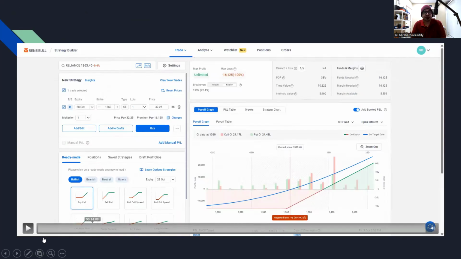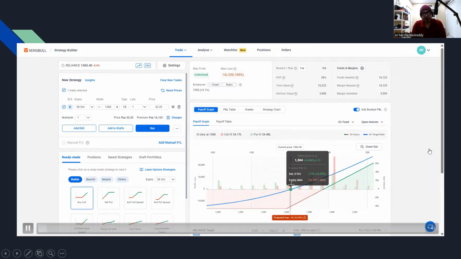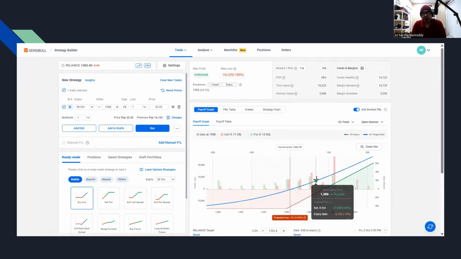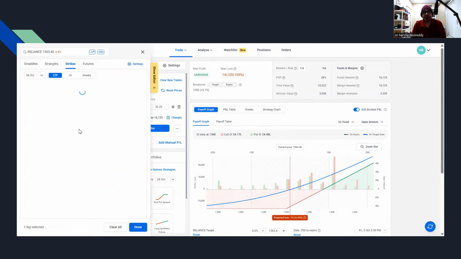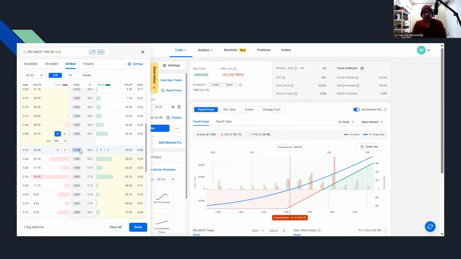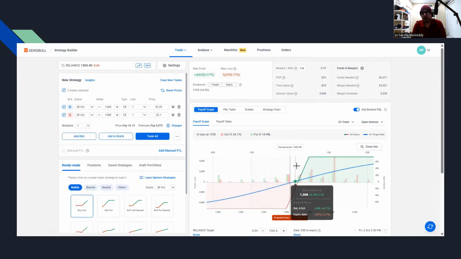Now I'll show the bull put spread and bull call spread. How do you create one? First, you buy a normal call. See here, it is unlimited profit, and the loss is limited. How much is the loss? 16,000 is the loss. Then what I'm doing is I will sell a call which is 200 points away. 1360 is the strike price, so I will sell the 1380 strike price call. Now I have changed it to a bull call spread.